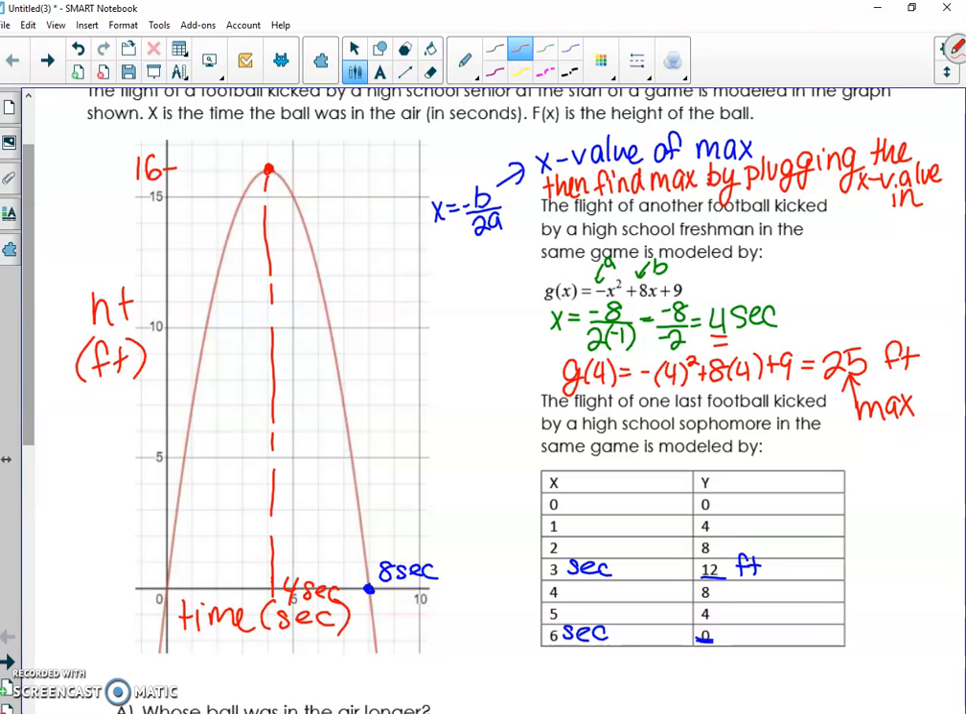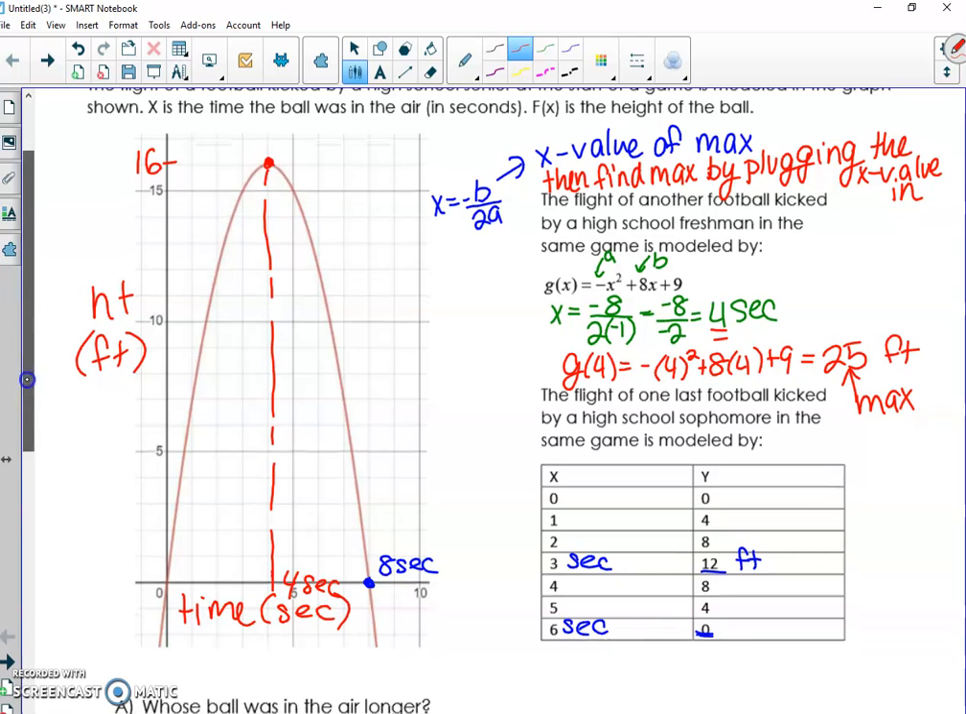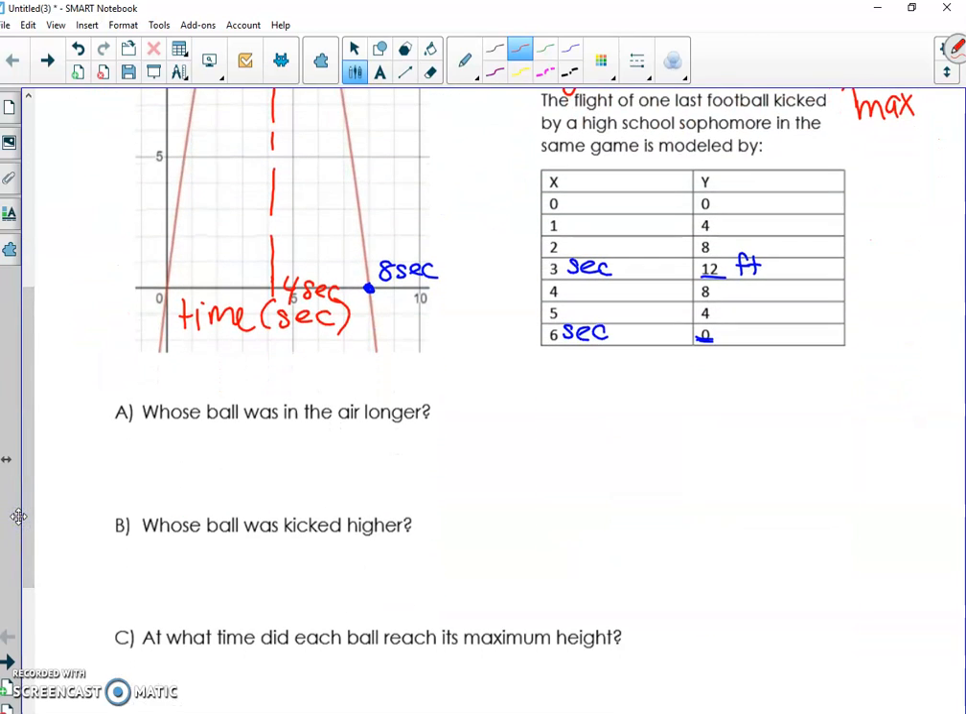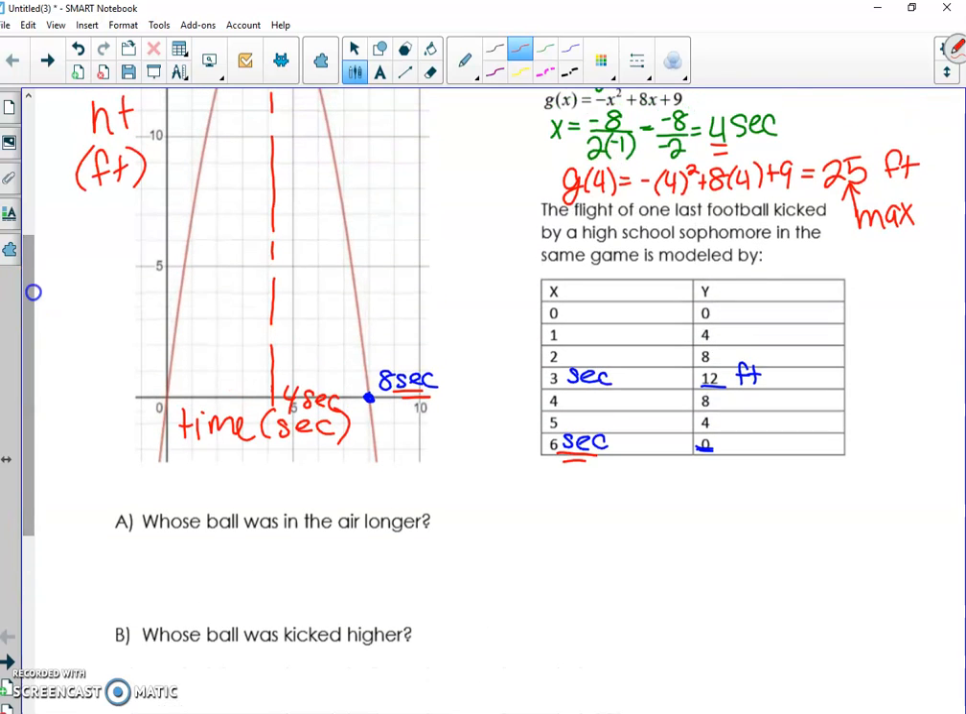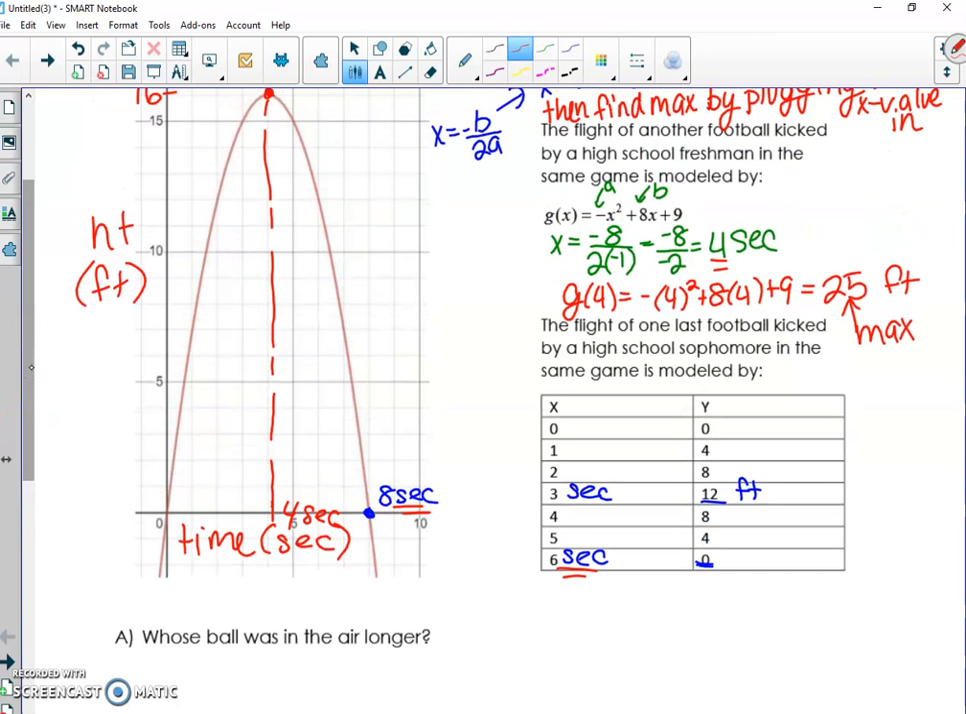Okay? So now that we know how to find it from each one, let's go and read this. It says whose ball was in the air the longest, whose ball was in the air longer. So this guy's was in the air for 8 seconds before it hit the ground. This guy's was 6 seconds before it hit the ground. And then this last one, we didn't actually find it, but if we think about it, the maximum is halfway, right? So this is the max here. The max is 4, 25. This is the max point.